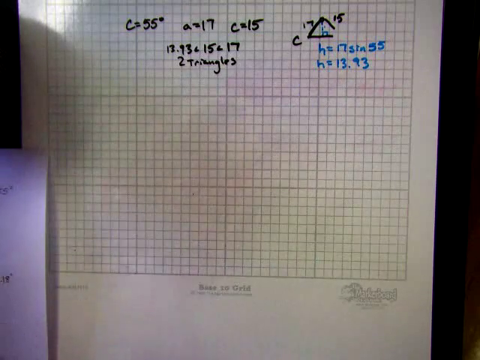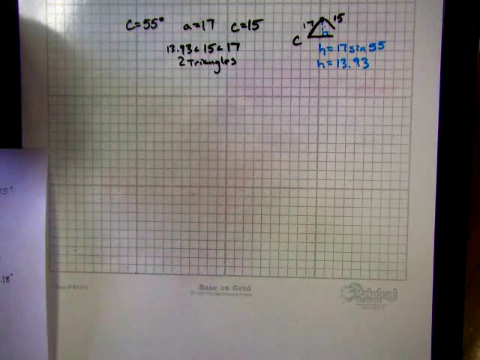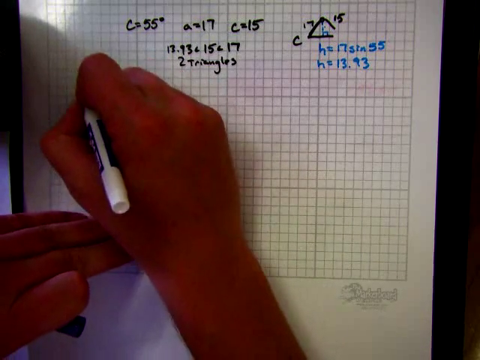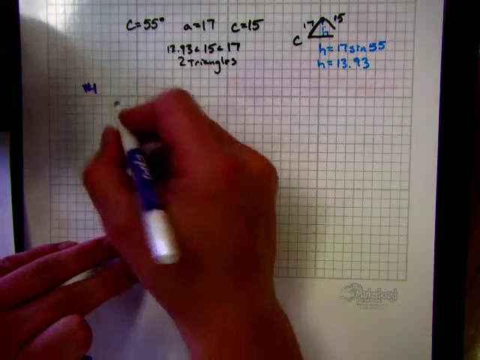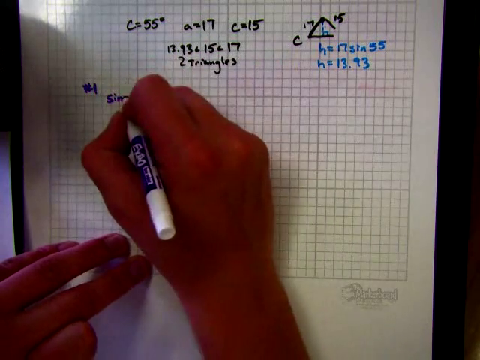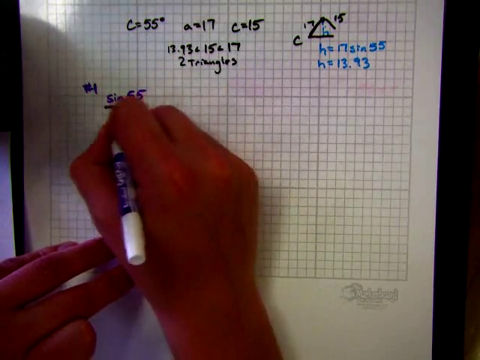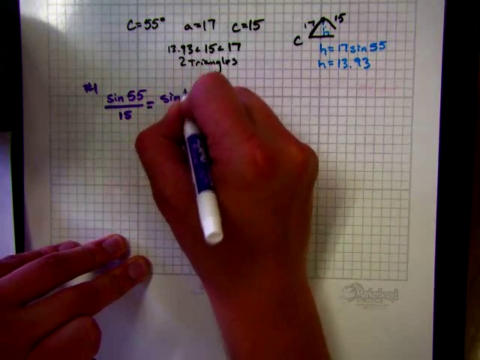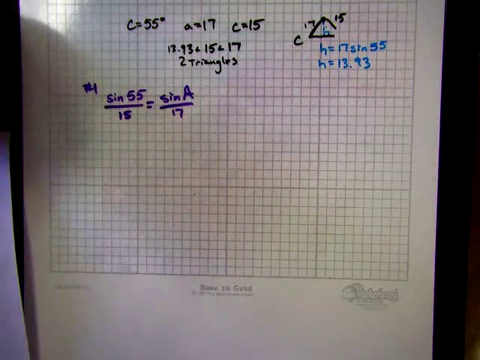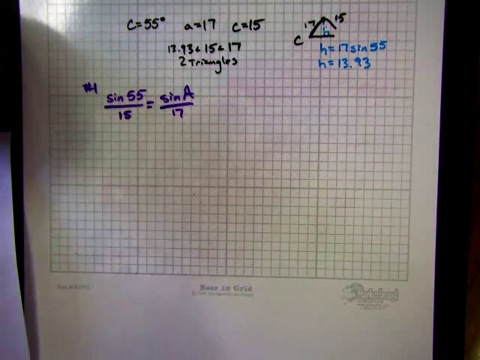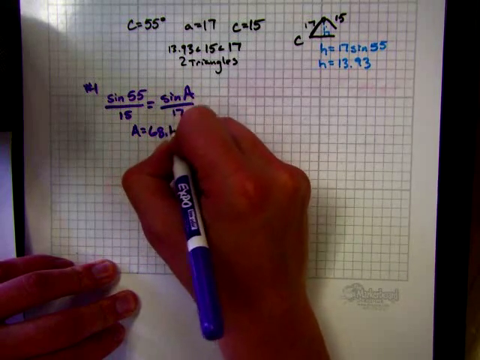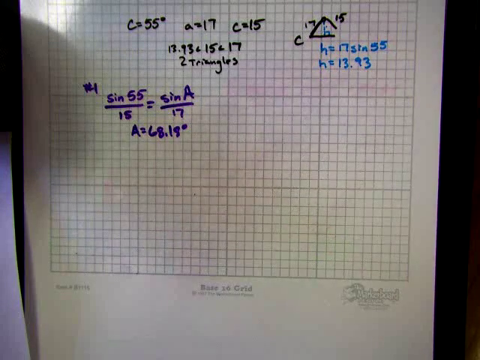Alright, we'll do triangle number one first, obviously. And triangle number one is pretty easy to do because I don't do anything different. So here's triangle number one. I start by finding angle A. So I use the law of sines. Sine of C over side C is equal to sine of A over side A. I'm going to plug this into my calculator to solve for A. I get 68.18 degrees. Alright, so that's angle A.